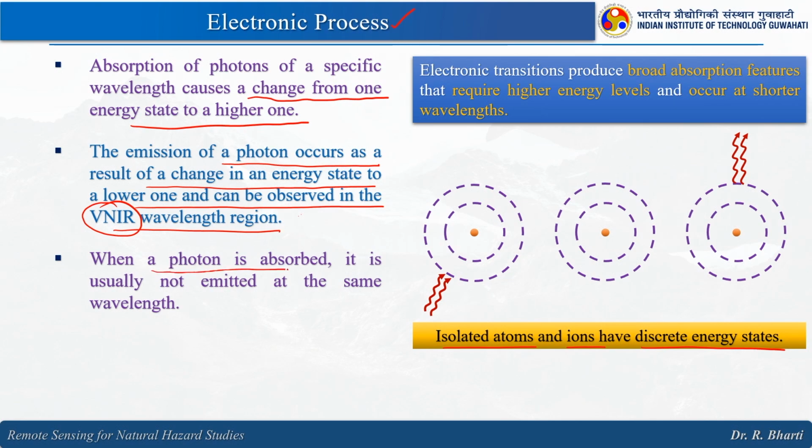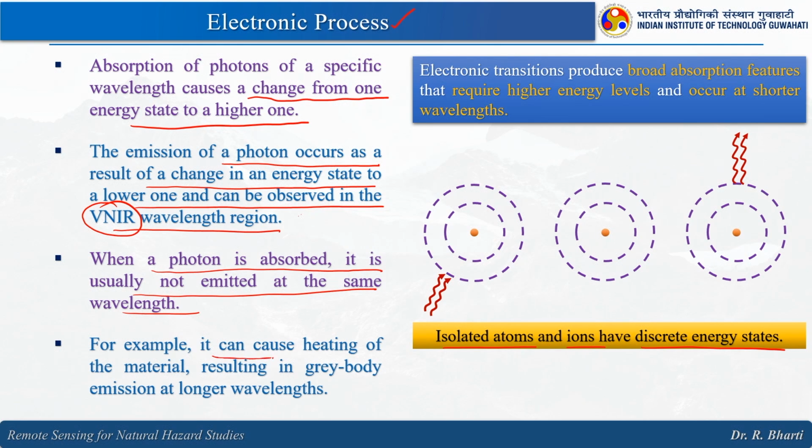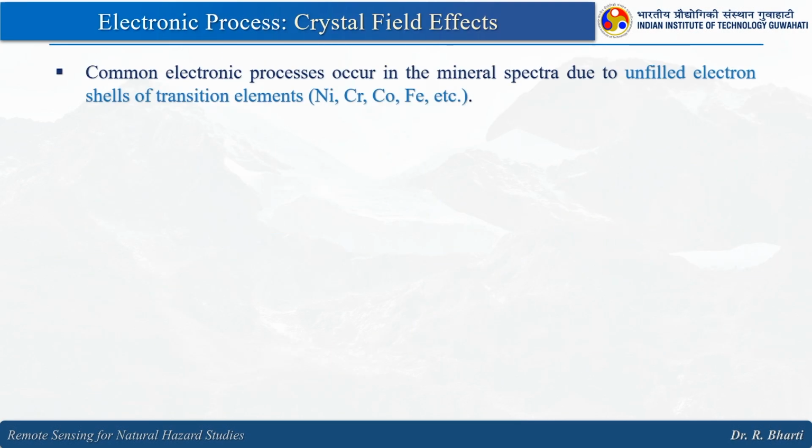When a photon is absorbed, it is usually not emitted at the same wavelength. So, when energy is absorbed by the target, it is released in the longer wavelength region. For example, it can cause heating of the material, resulting in grey body emission at longer wavelengths. We talked about it earlier also.